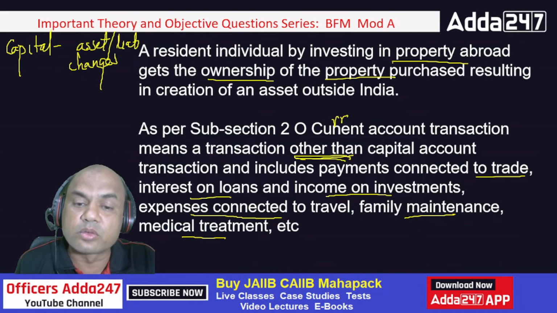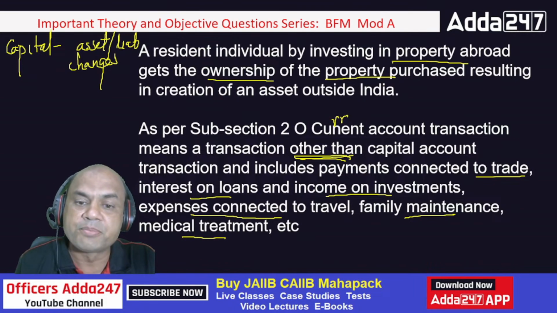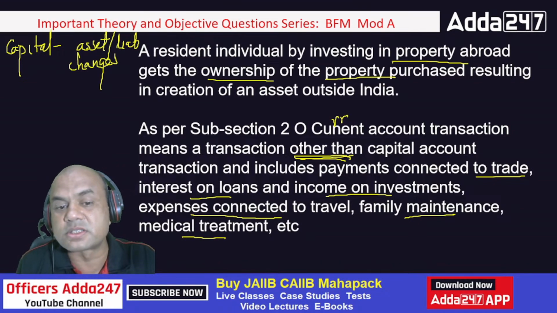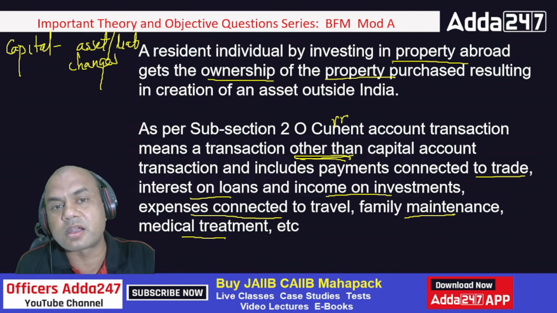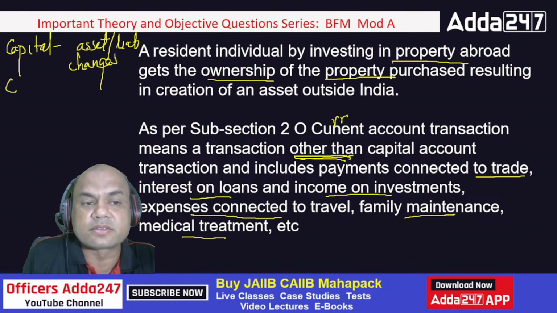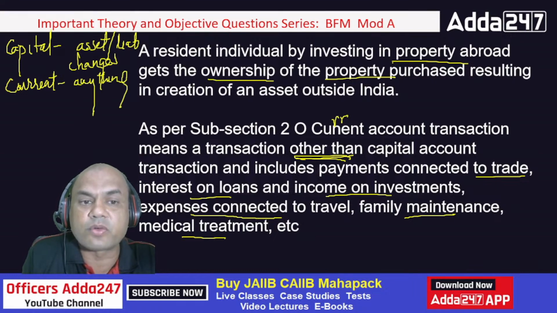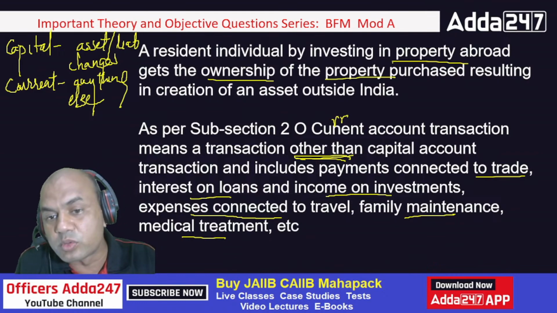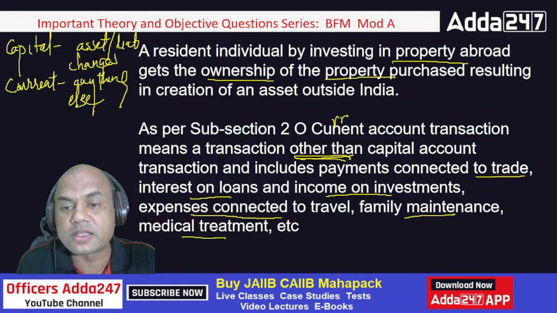But it includes, now this says that it includes payments related to... what does it mean? It doesn't mean it is only related to trade, interest on loan, income on investments. No. This includes means other than capital, anything can be the current account. Current is anything else done in a foreign country. So that is known as current account. These are also part of the current account, but it is not limited to these.